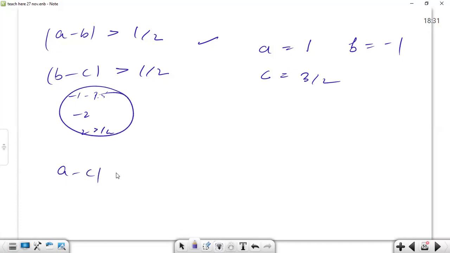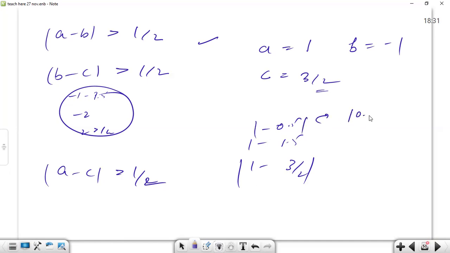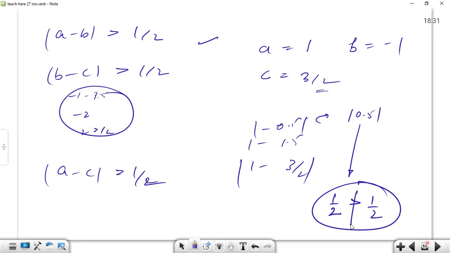Now let's check whether A minus C will be greater than half or not. We have conveniently taken C only on the difference of half. A minus C, 1 minus 3 by 2, that is 1 minus 1.5, which is minus 0.5. So its modulus becomes 0.5. What is 0.5? Half, which is not greater than half, right? So the given relation is not transitive.